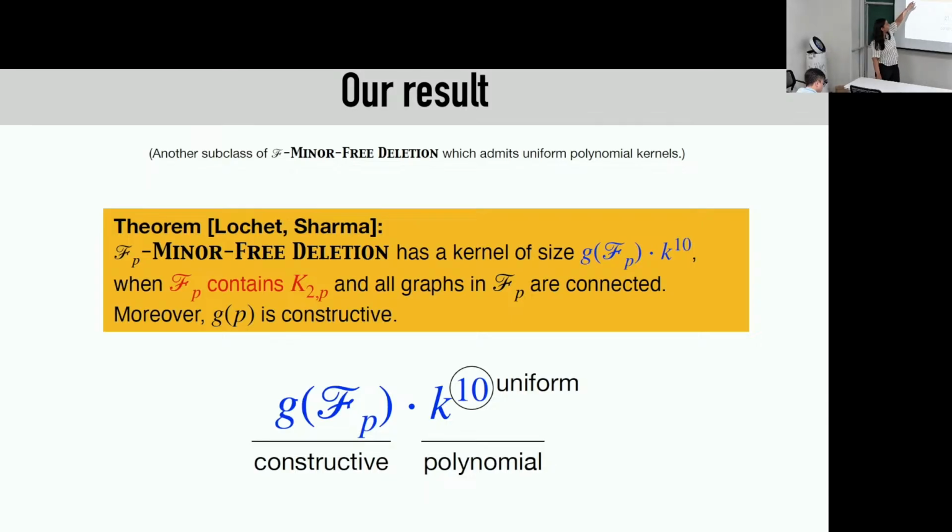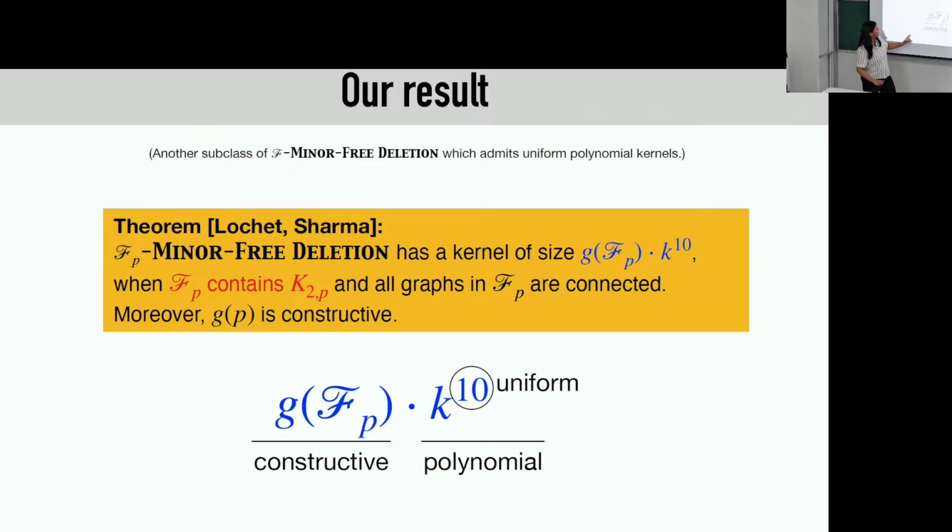We showed that whenever this family F contains a K2P, again K2P is this complete bipartite graph with two vertices on one side and P vertices on the other side, and all graphs in the family are connected, even then the problem admits a uniform kernel. So it's k to the 10. These constants have not been optimized. This is just for illustration purposes that the problem admits a uniform kernel.